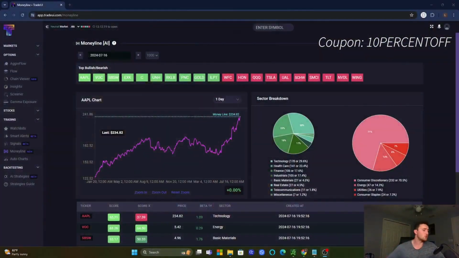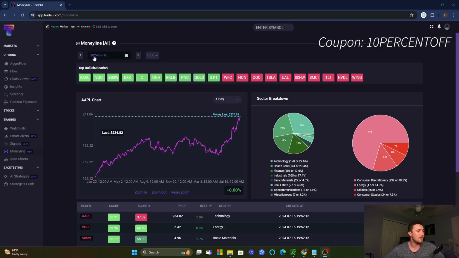So, besides just talking about it, why don't I show you. When you're on TradeUI's site, you'll have the MoneyLine feature here, and you go to the date you want to trade with. The date I have right now is 7/16, so this is going to be an estimate of what's going to move tomorrow, which is 7/17 in the markets. But I need to show y'all how this works based on previous data, that way you have a good understanding of how this tool performs.